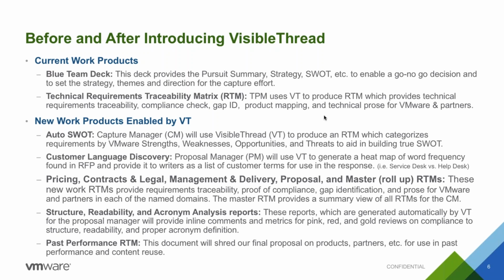And finally, one of the creative things that we're doing is when we produce a final RTM, especially if it's a winning RTM, we pass our final document back through VisibleThread, and we use it to tag the content for various products and services that we sell. And that way we're able to reuse the content in the future. We use it as a way to be able to catalog our existing content. Okay, move on.